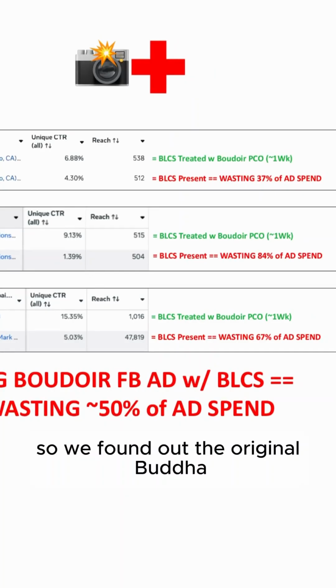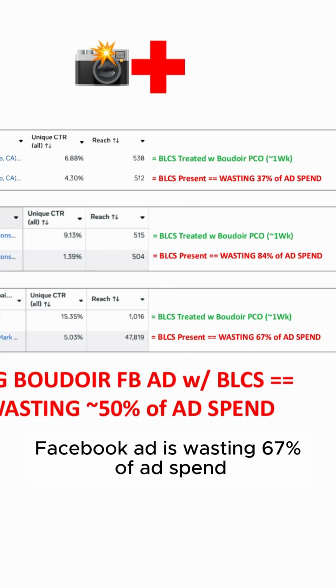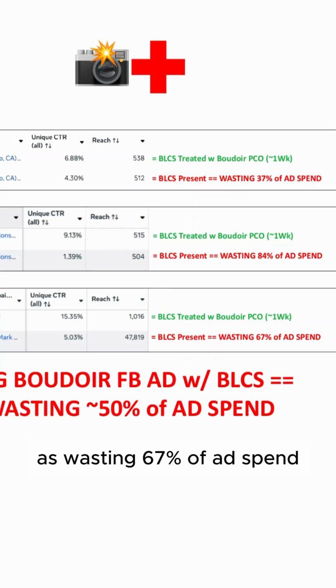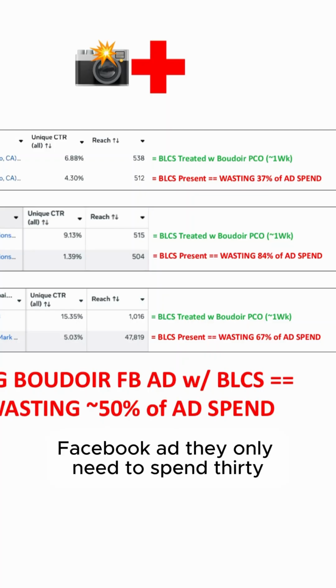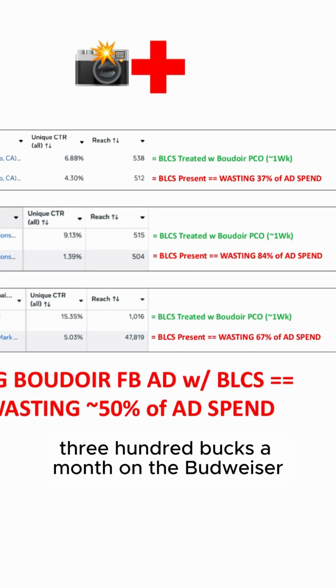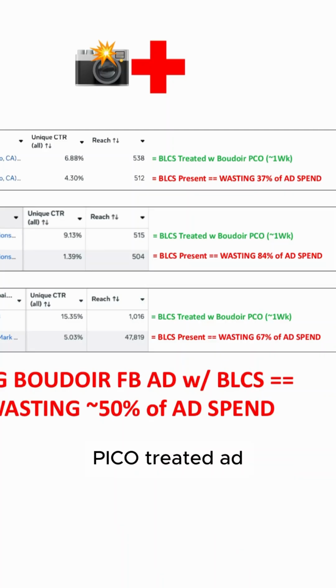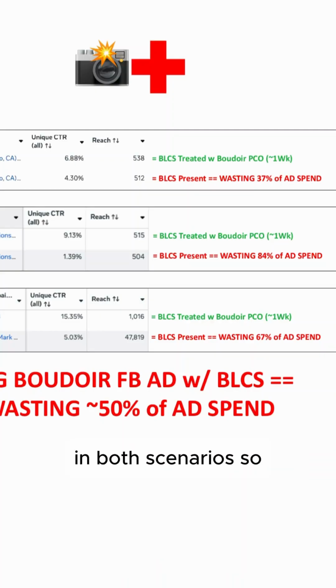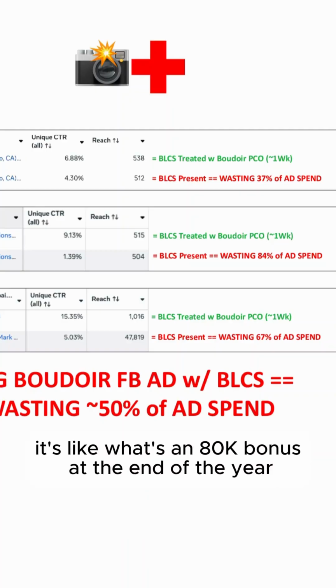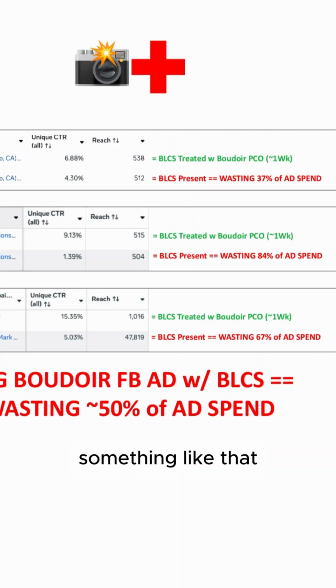So we found out the original Boudoir Facebook ad was wasting 67% of ad spend. That means they're spending 10 grand a month on the original Boudoir Facebook ad. They only need to spend $3,300 a month on the Boudoir Pico treated ad to get their ad into the same number of women's brains in both scenarios. So it's $6,700 a month that was being wasted. Now it's back in his pocket every single month. He doesn't have to spend that money anymore. What's an 80K bonus at the end of the year, something like that.